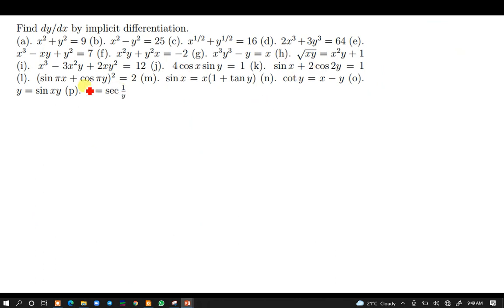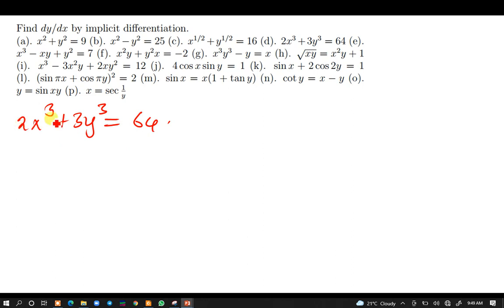Okay, the next question is 2x to the power 3 plus 3y to the power 3 is equal to 64. So this one, if you want, you can also first take 2x to the power 3 to the other side of the equal sign and then differentiate. And then if you want, you can just differentiate it like this.